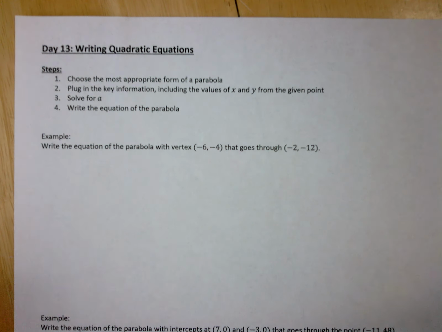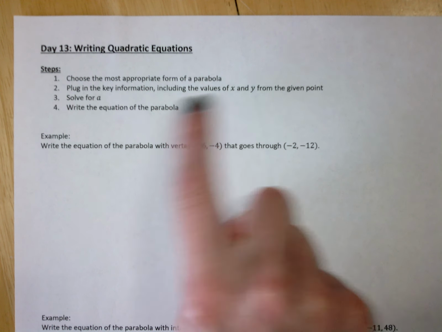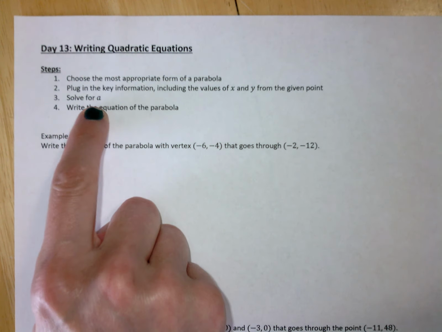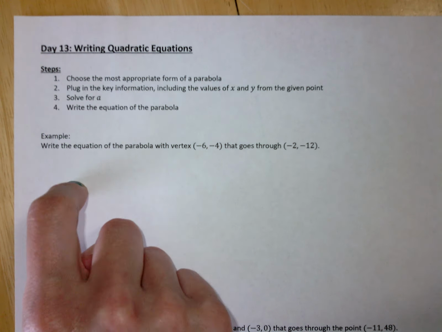Okay, so basically what you're going to do if you're a step person, step one, just figure out what's the most appropriate form for your parabola given the information that you're given. Plug in any key information that you're given. So if you're given the vertex, plug in the vertex. If you're given the intercepts, plug in the intercepts. And you're also always going to be given an extra point that you're going to then use to plug in for x and y. You're going to plug all that stuff in, solve for your a value, and then once you have that a value, go back and actually write the equation.